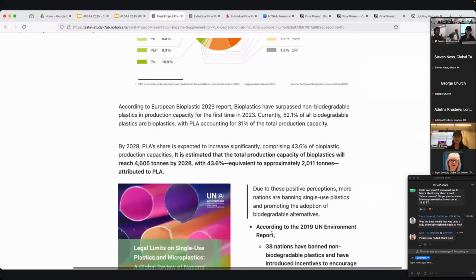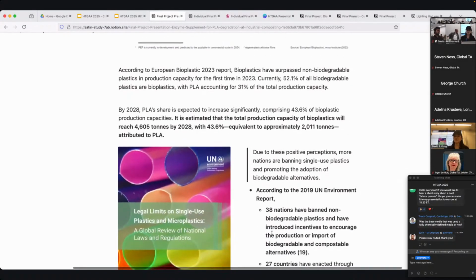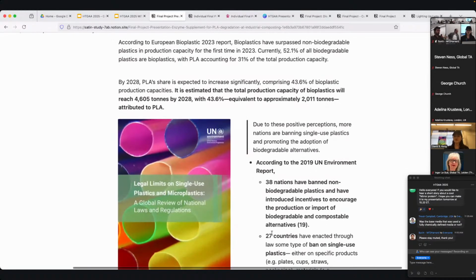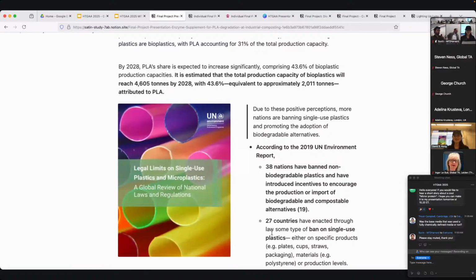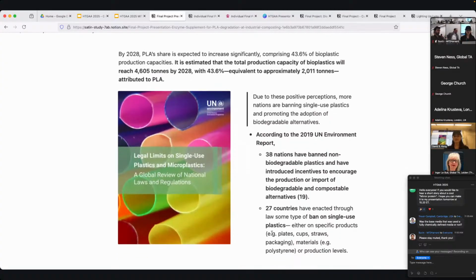And not only this, there are also regulations and policy changes around this material. According to the 2019 UN Environmental Report, 27 countries ban single-use plastic, and now they're promoting the use of bioplastics more.